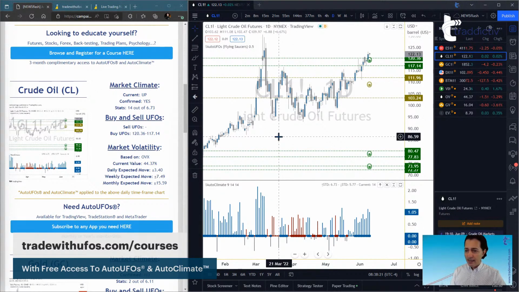Okay, so things to know: speed of movement. The implied volatility of options on crude oil futures is currently pointing at 44.37%. Again, when we reverse engineer the options pricing models, we conclude the expectation for the speed of movement of crude oil is 3.4 points a day, or 7.49 points a week, or 15.59 points a month, either up or down.